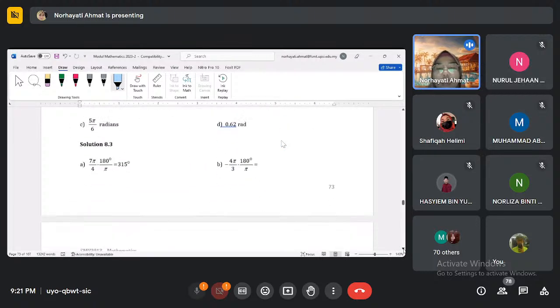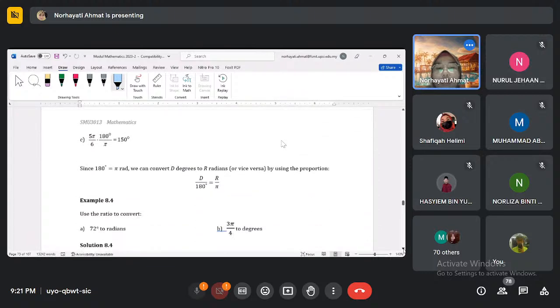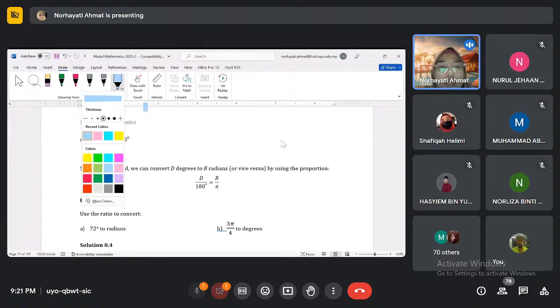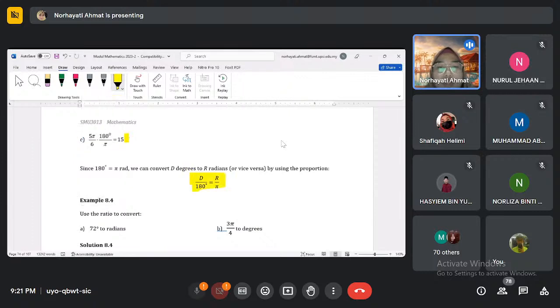Okay, saya ada tulis nota. So we can use this ratio to convert the angle from degree to radian or from radian to degree. Okay, we use ratio.